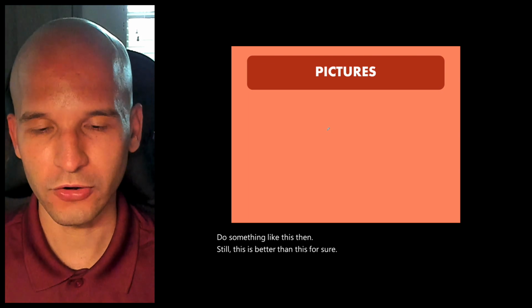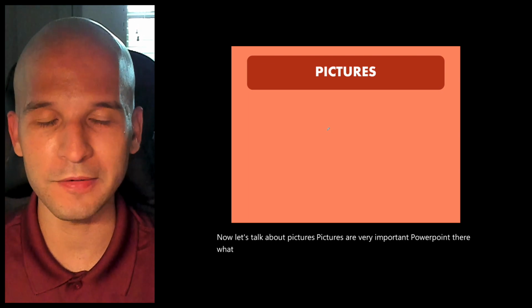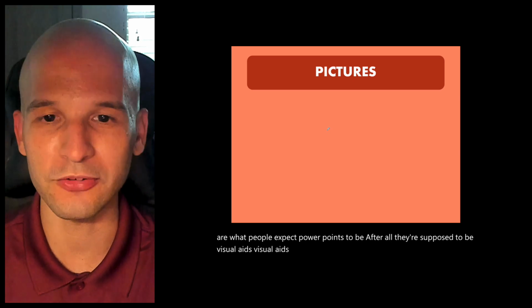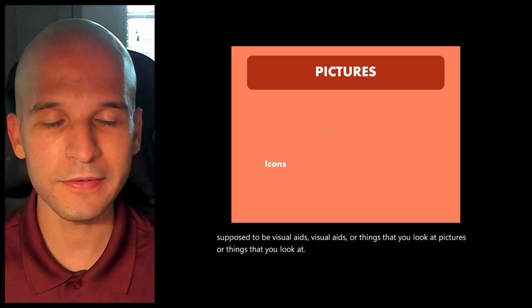Now let's talk about pictures. Pictures are very important to PowerPoint. They're what people expect PowerPoints to be. After all, they're supposed to be visual aids. Visual aids are things that you look at. Pictures are things that you look at. Now, there are three different types of pictures.